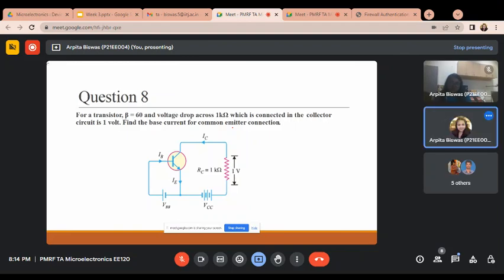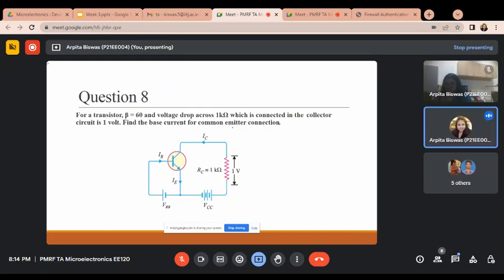Yes. Ma'am, we can easily find the value of the collector current IC as RC is given and the voltage drop across RC is given. So that is 1 volt by 1 kilo ohm, which is 1 milliampere. So if I get the value of IC as 1 milliampere, the beta value is given as 60. So IB is equal to IC by beta. So 1 by 60, which will come as 0.016 milliampere base current.